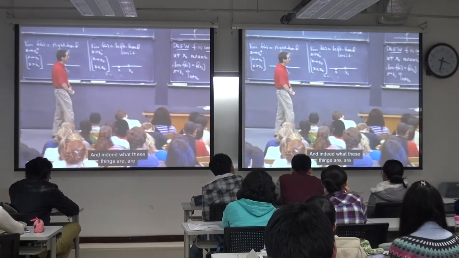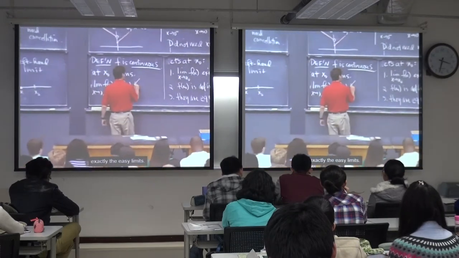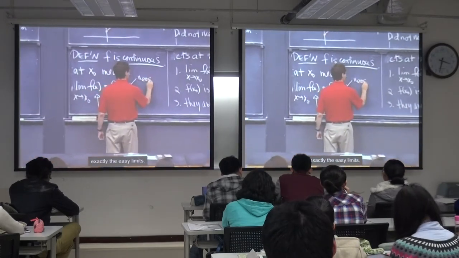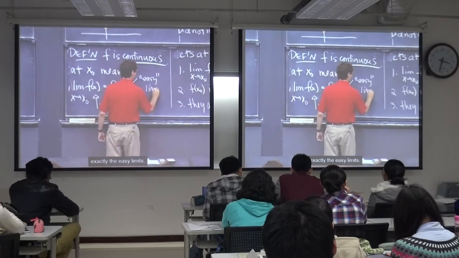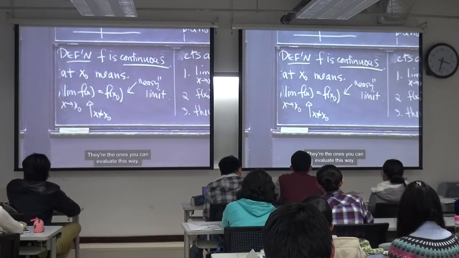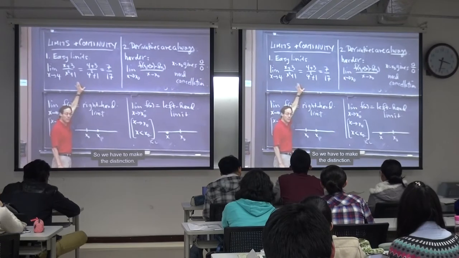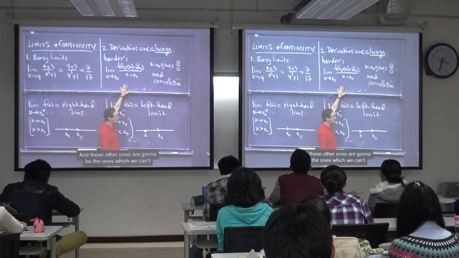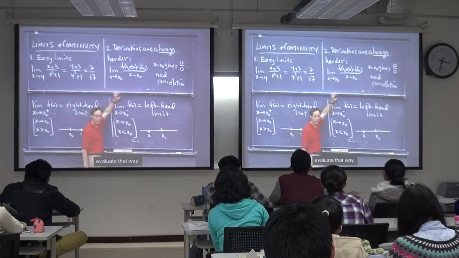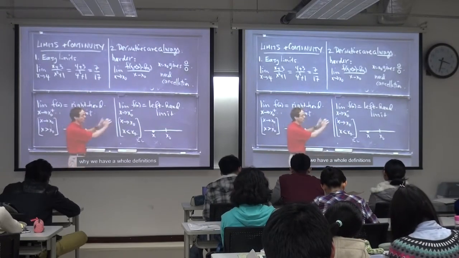And indeed, what these things are exactly are the easy limits. That's exactly what we're talking about here. They're the ones that you can evaluate this way. So we have to make the distinction, and these other ones are going to be the ones that you can't evaluate that way. So these are the nice ones, and that's why we care about them, why we have a whole definition.